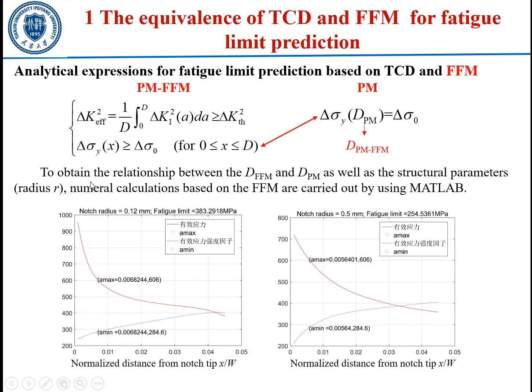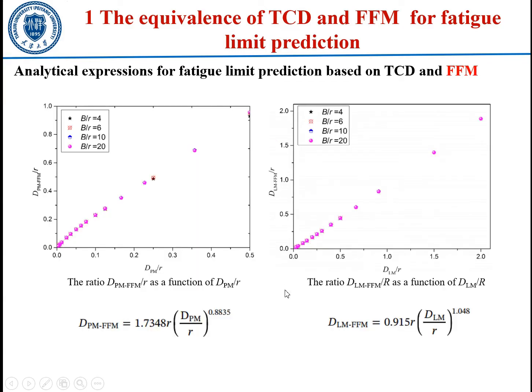To obtain the relationship between the two different critical distances as well as the structural parameters, numerical calculations were carried out by using MATLAB. The goal is to obtain the critical distance for the different notches. By calculation, we obtained this figure for PM-FFM and LM-FFM. Through fitting, we can get the expression of the critical distance in the FFM.